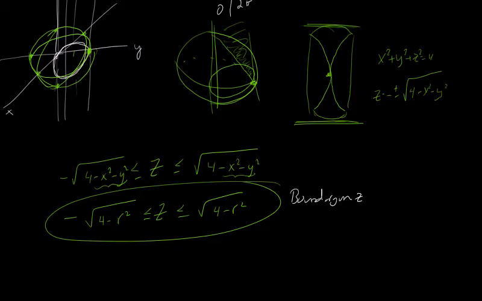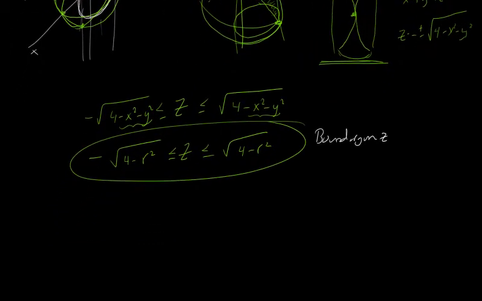Okay, so z runs vertically. How low does it go? To the bottom of the sphere. How high does it go? To the top of the sphere. All right, so there's that one.